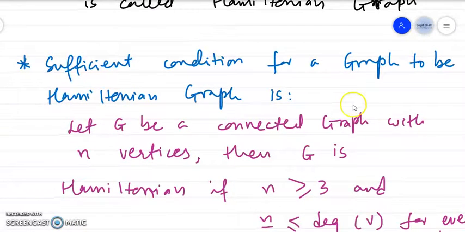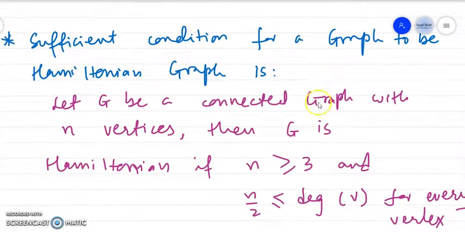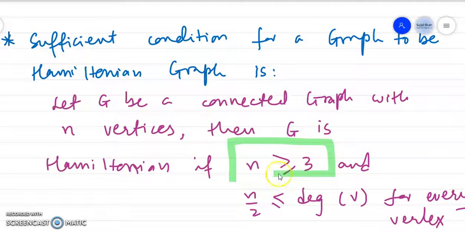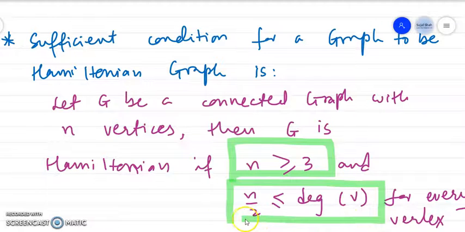The sufficient condition for a graph to be Hamiltonian graph is that n, that is number of vertices, should be more than or equal to 3 and n by 2 should be less than or equal to the degree of each vertex V.